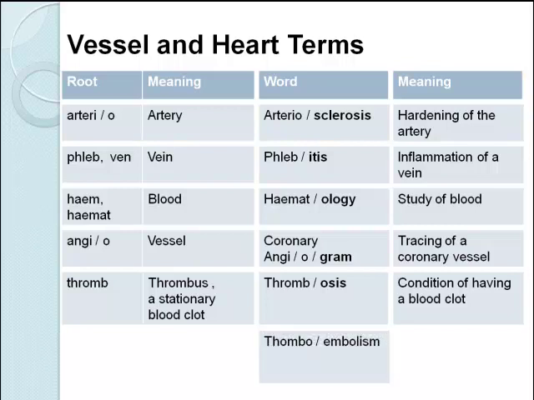Thromboembolism, we had the term embolism earlier. Embolism meant a travelling clot. So if I have a thromboembolism, I have a stationary clot, the thrombo part, which has suddenly gone on the move. So it becomes a thromboembolism. A stationary clot becomes a travelling one.